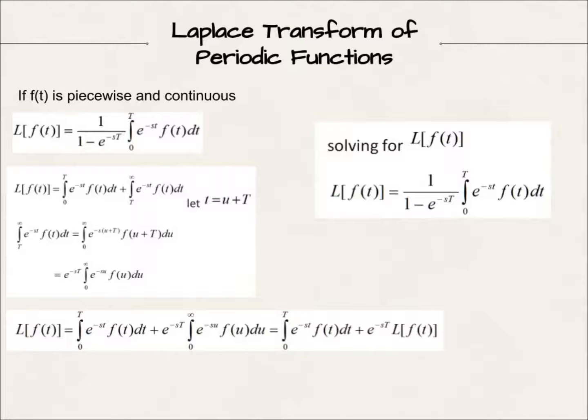Given in front of you is a simple proof of how this equation has been derived, and very soon we will be doing an example from this proof. In the first line of the proof, we have the Laplace transform of f of t equals the integral from 0 to T of e power negative st times f of t dt plus the integral from T to infinity of e power negative st f of t dt. If we let t equal u plus T, we can evaluate this integral and we will find that the Laplace transform of f of t is just 1 over 1 minus e power negative sT times the integral from 0 to the time period of e power negative st f of t dt.